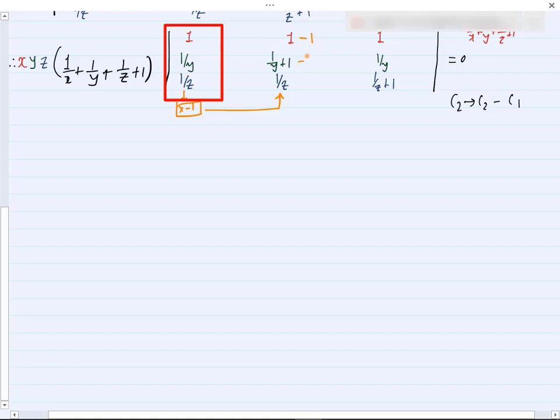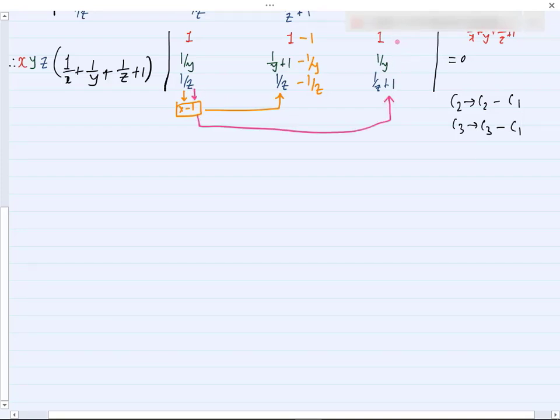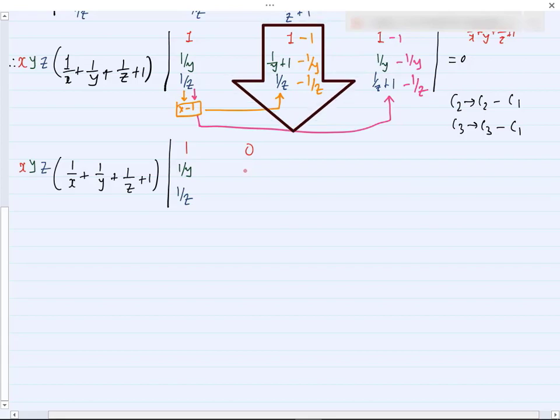So here we get minus 1 by y and minus 1 by z. Same thing we can do with the third column, minus C1. So multiply minus 1 with the first column and add into the third column. We get minus 1 by y and minus 1 by z. So these two factors will be as it is, and our first column will also be as it is. Second column will be 0, 1 by y cancels out. We get 1, and in the last term 1 by z cancels out and we get 0.